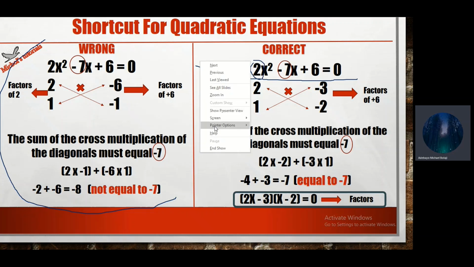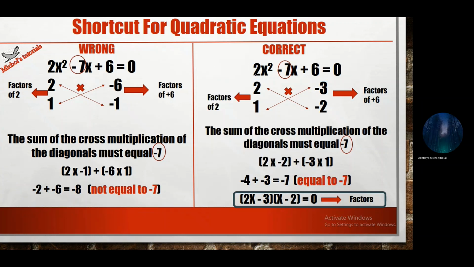You find the factors of 2. The factors of 2 are those numbers that can go into 2 without remainder. So 1 and 2, that's 2 times 1, right? And that's why we have 2 and 1 here. As you can see, factors of 2.